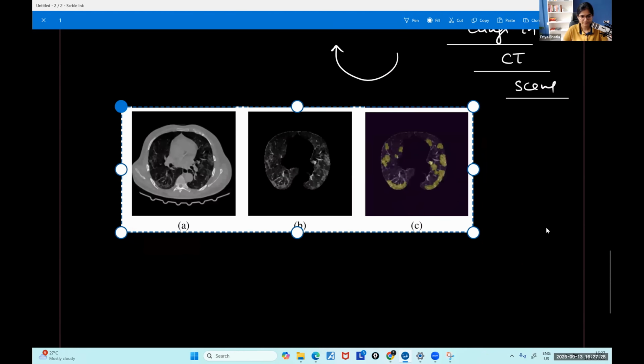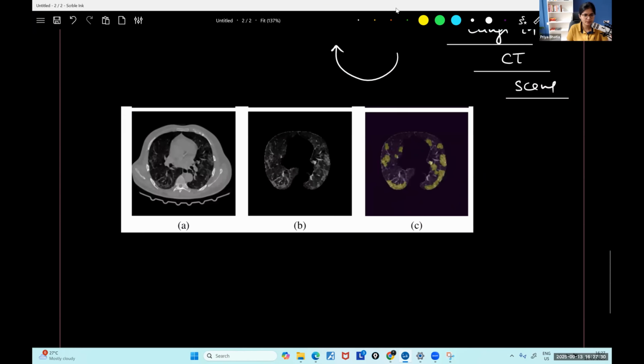I hope it is visible. So what is happening over here? We will be having an actual CT scan of the patient. What we will do? We will find the region of interest.